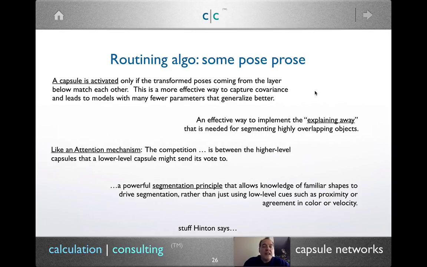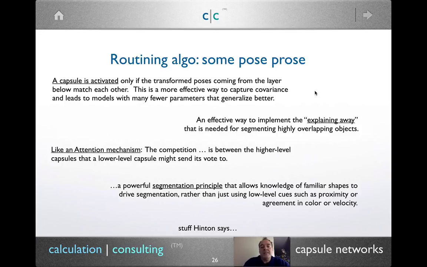This is a powerful segmentation principle that allows knowledge of familiar shapes to drive segmentation rather than just using low-level cues such as proximity or agreement in color and velocity.